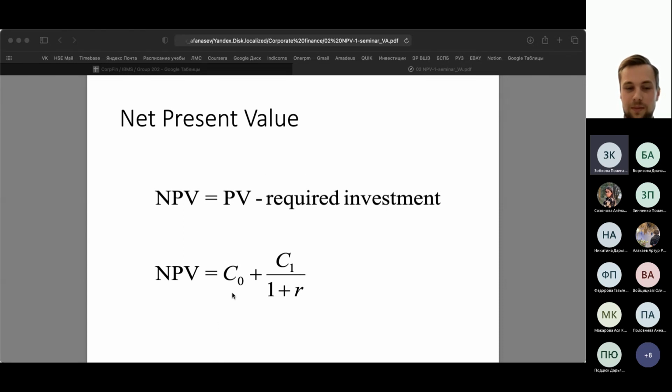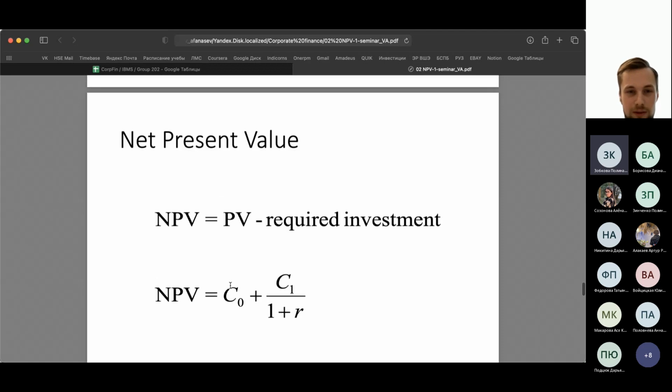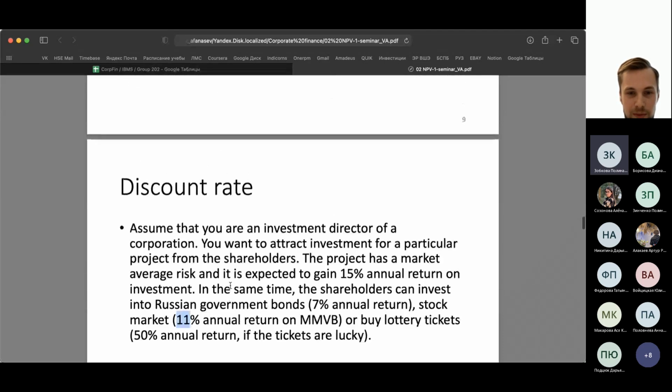Maybe if it's called net present value, maybe it's just a part, which is like the real value. I'm not sure. Okay, so let's discuss an example. For example, you have an investment project, let's return to this example.